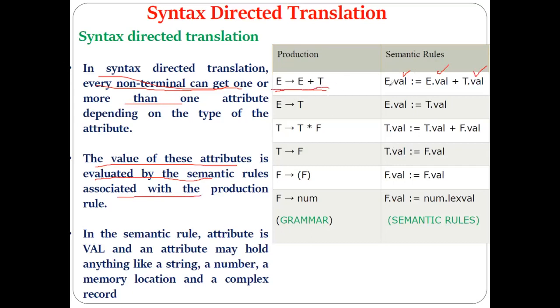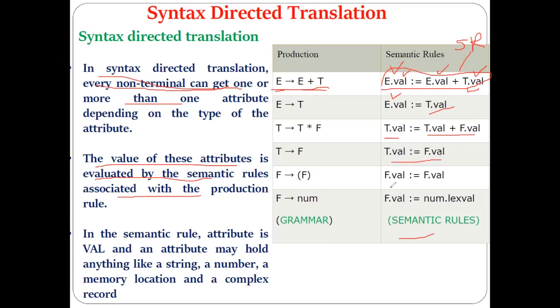With each of these production rules, after attaching the attributes, this whole part becomes one semantic rule. What semantic rule? To evaluate the value of this E, you have to use the rule E.val + T.val. This is the rule to evaluate the value of this E. To evaluate the value of this T.val, this is the rule you have to utilize. Understood. So these are all the semantic rules.